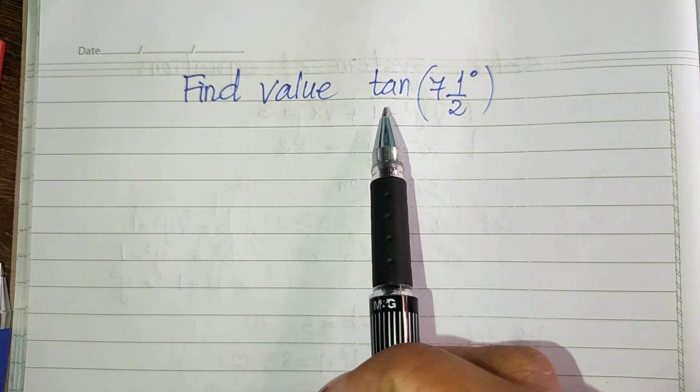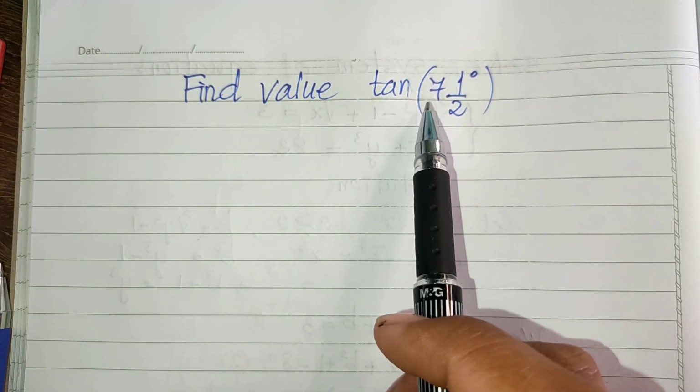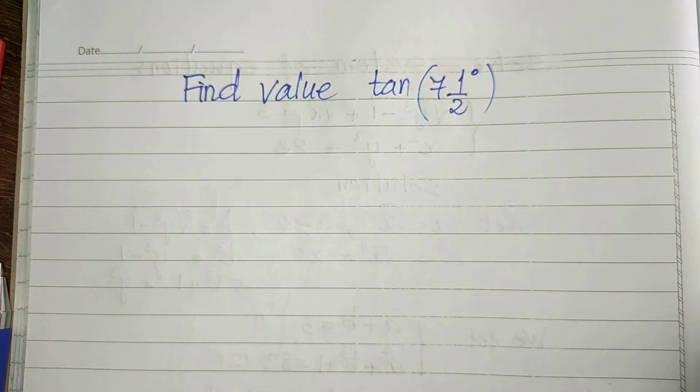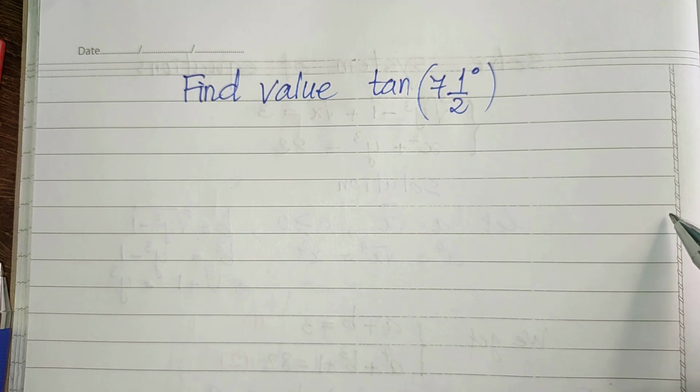Find the value of tan 7 1/2 degrees. Do you know how to solve this? If you know, please do it. When you have done it, please come back to watch my video from beginning to end to verify your solution.